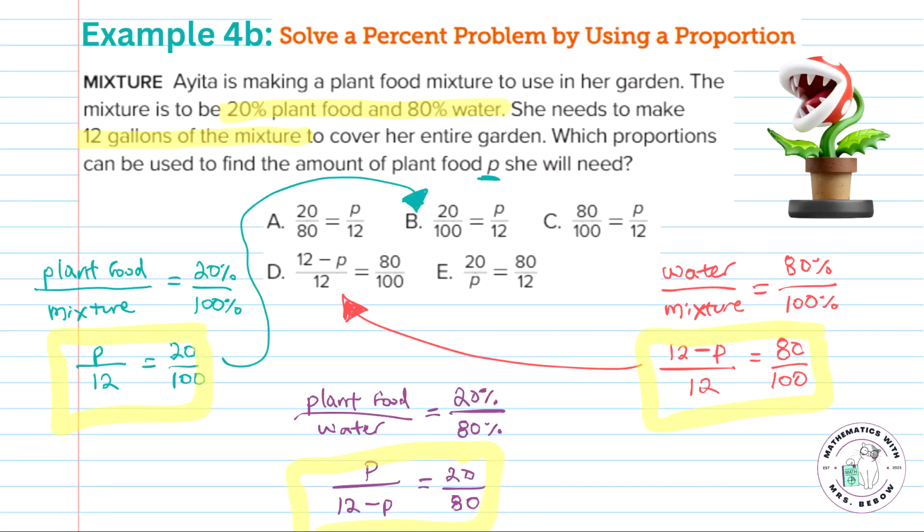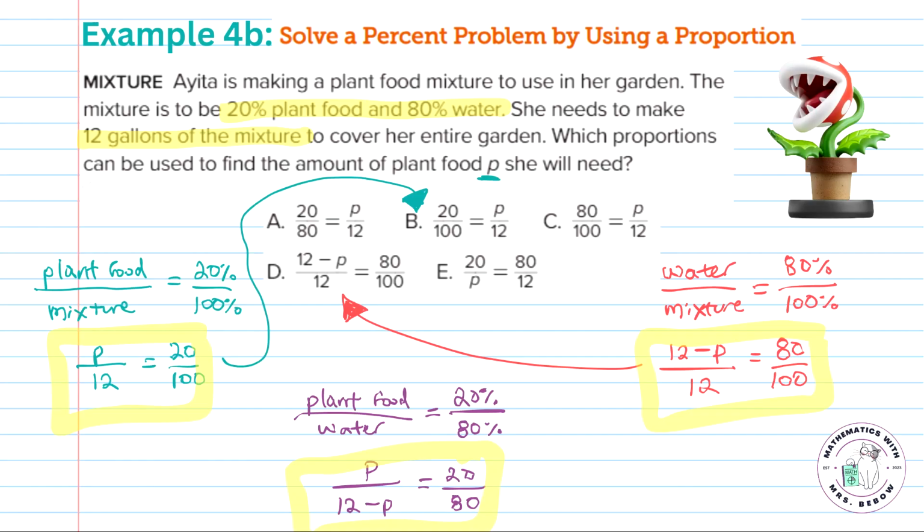Now in this problem, that was all that we needed to do, right? We just had to figure out which of the proportions could be used to find the amount. The main purpose of this question was just to get us figuring out how to set up these types of percent problems. So hopefully it helps now that we've seen that there's 3 ways to set up this one problem. The last question, we set up 2 different ways to solve.